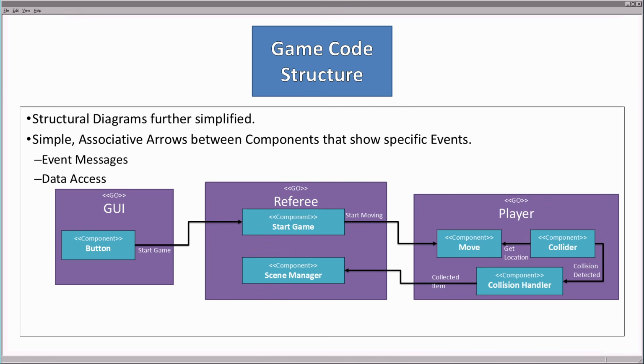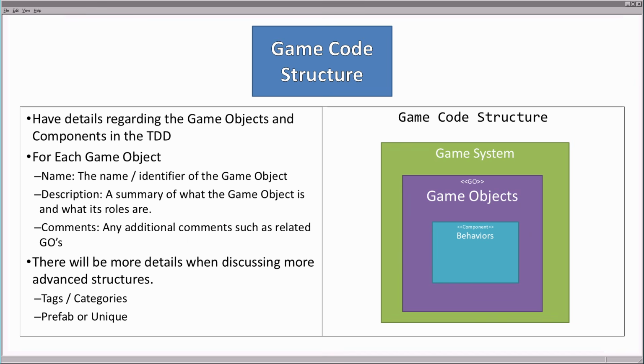and relationship. When creating a technical design document, it is important to have details regarding the game objects and components. For each game object, it can be useful to provide the name or identifier of the game object, a description, a brief summary of what the game object is and what its roles are, and comments, any additional comment related to the GOs. There will be more details when discussing more advanced structures such as tags and categories, and whether or not the GO is prefabricated or unique.